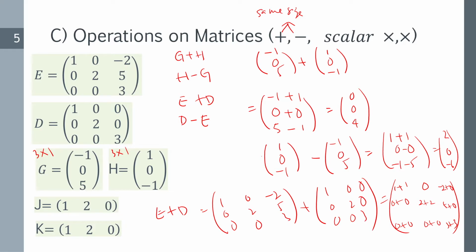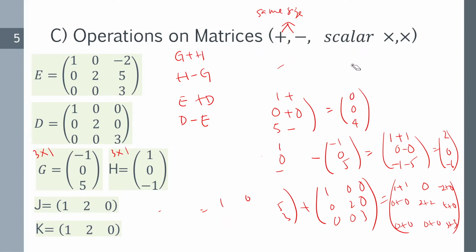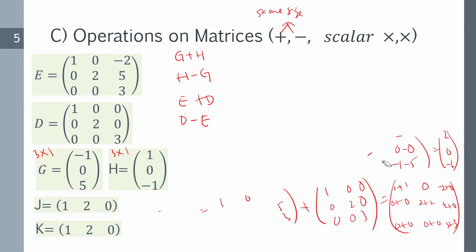So for plus and minus, the matrices must be the same size, and you sum or subtract the elements at exactly the same location. Now we look at scalar multiply, or scalar product, which means we multiply our matrix by a scalar, or a number.